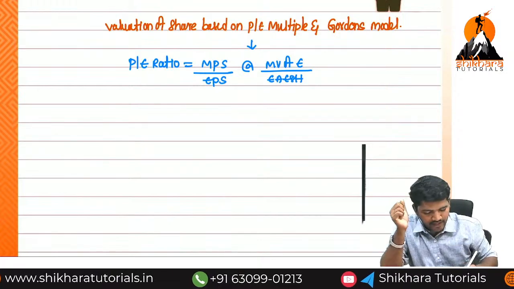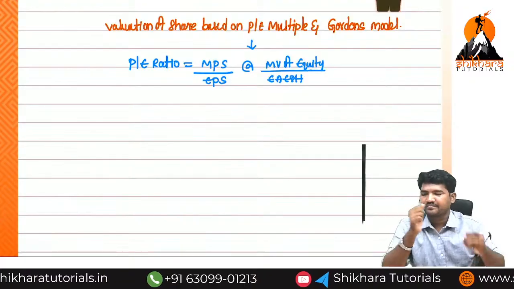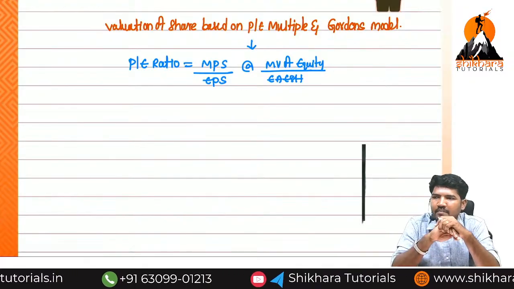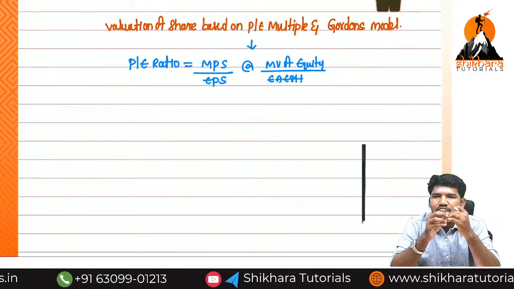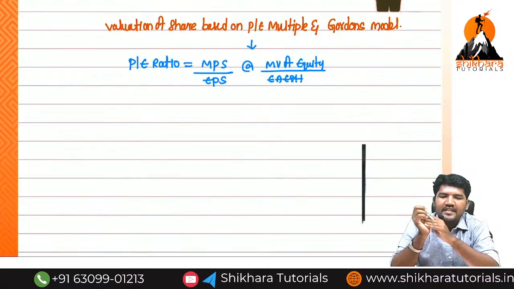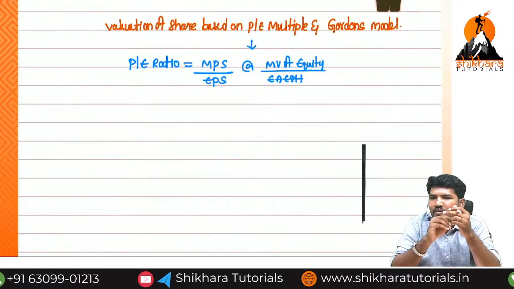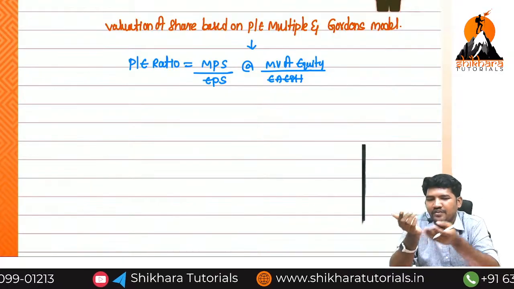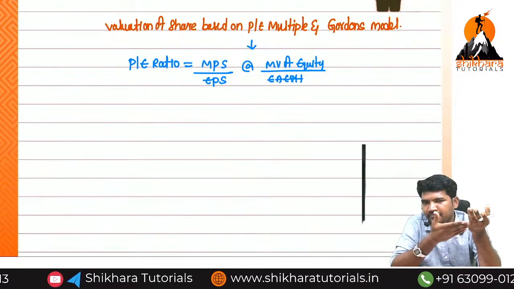Market value of equity divided by EAESH. So what is the difference between MPS divided by EPS and market value of equity divided by EAESH? Both give the same answer, sir. MPS divided by EPS talks about the per share point of view. Market value of equity divided by EAESH talks about the total point of view.